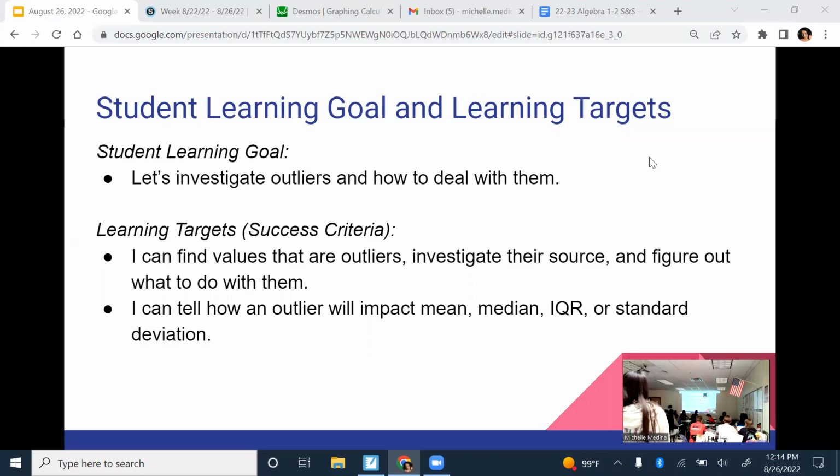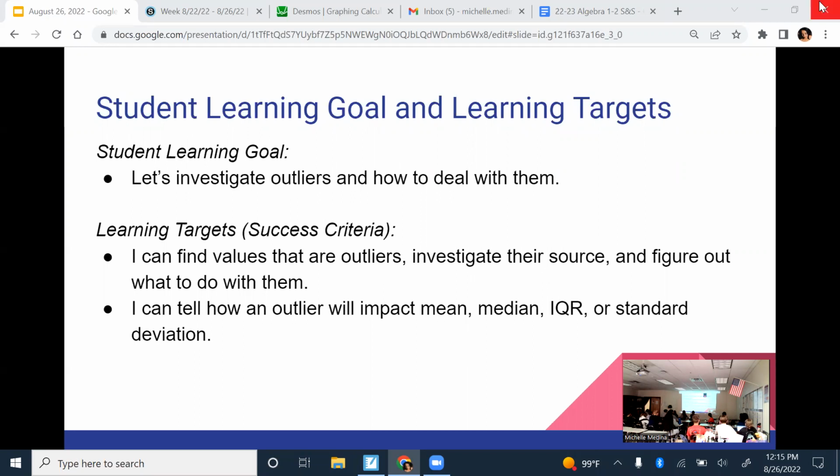All right, we today will be investigating outliers and how to deal with them. So you'll know that you're successful if you can find values that are outliers, investigate their source. So like, why did we have a random extremely high number? Why did we have an extremely low number in a particular survey? And figure out what to do with them, whether to eliminate them or keep them.